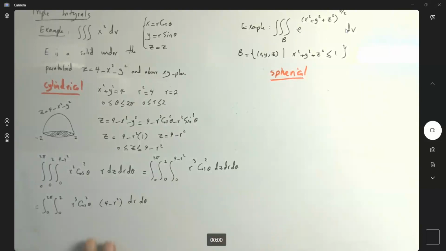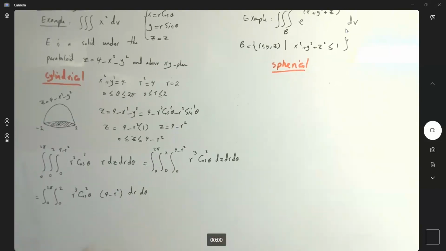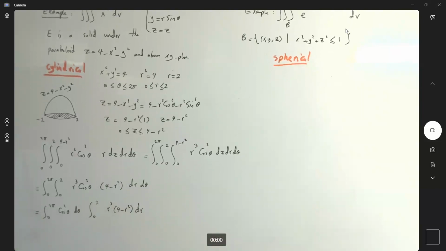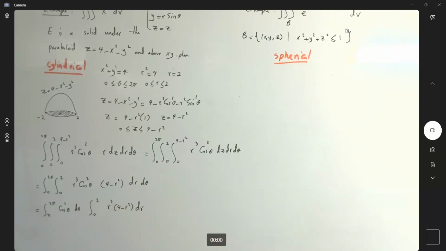Very good. Can I separate these two integrals? Why not? I have fixed boundaries, and these two are separated from each other. Well, okay, I get the integral 0 to 2 pi of cosine squared theta d theta times the integral 0 to 2, where I have r cubed times 4 minus r squared dr. Well, okay, the computation is not that difficult for you. You already know that this guy needs to be converted.